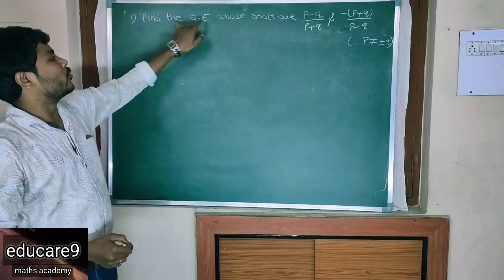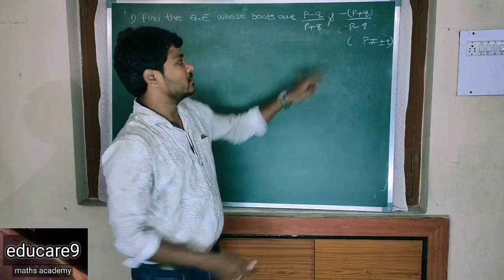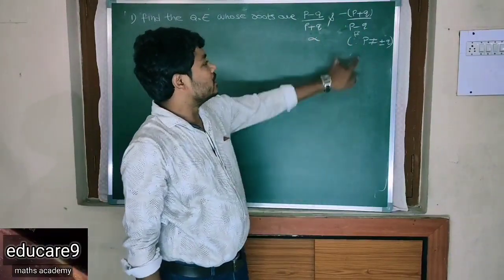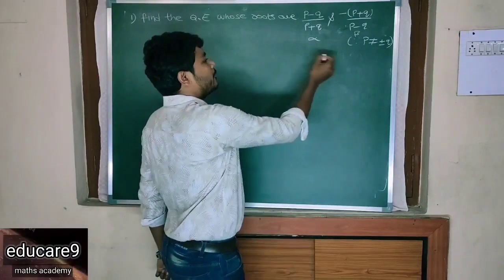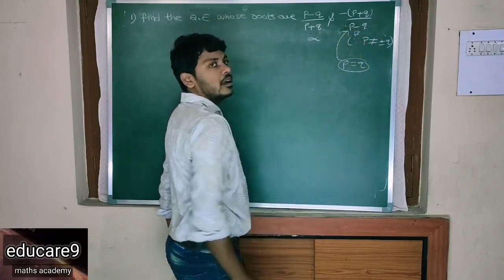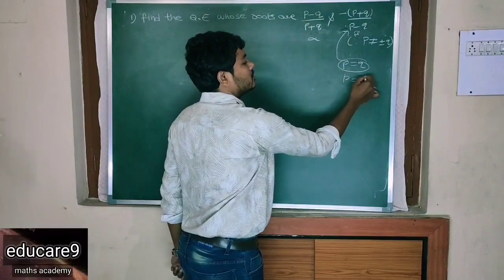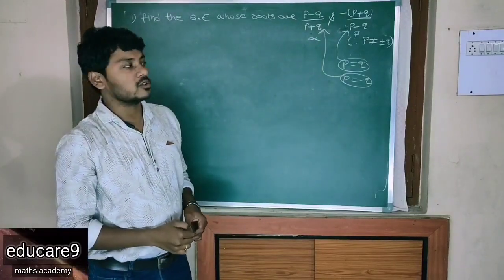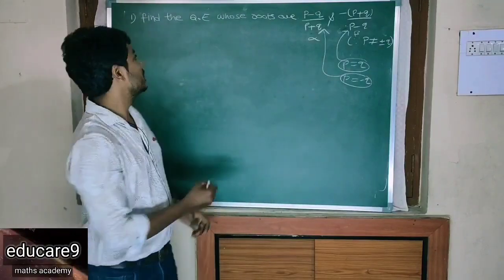So here we want to find the quadratic equation whose roots are alpha and beta. So this is alpha and this is beta. So here p is not equal to plus or minus q. Because if p is equal to q, then this is undefined. If p is equal to minus q, so in that case also alpha is not defined. So that's why here it is given p is not equal to plus or minus q.